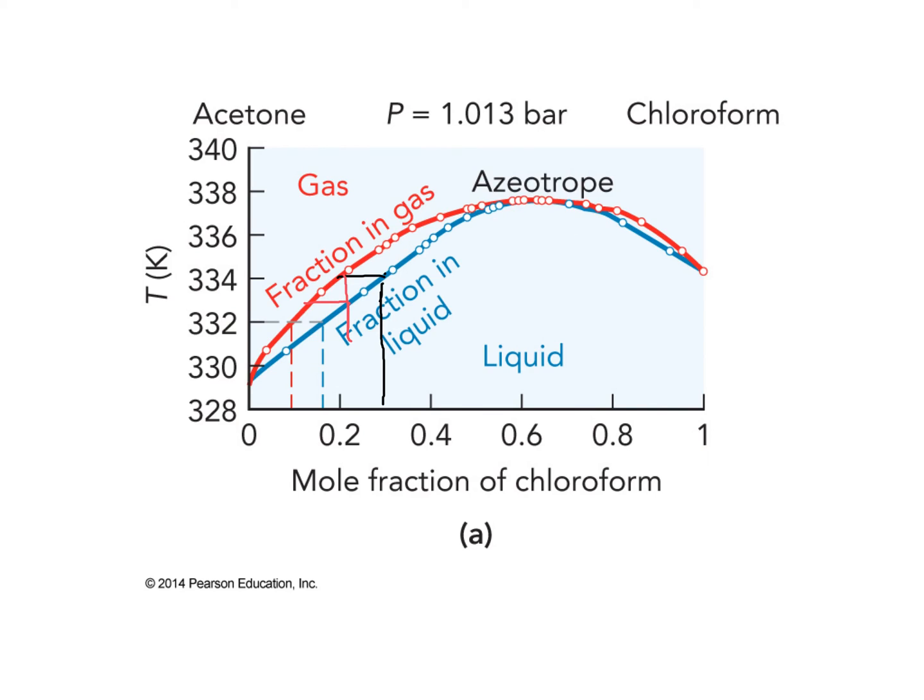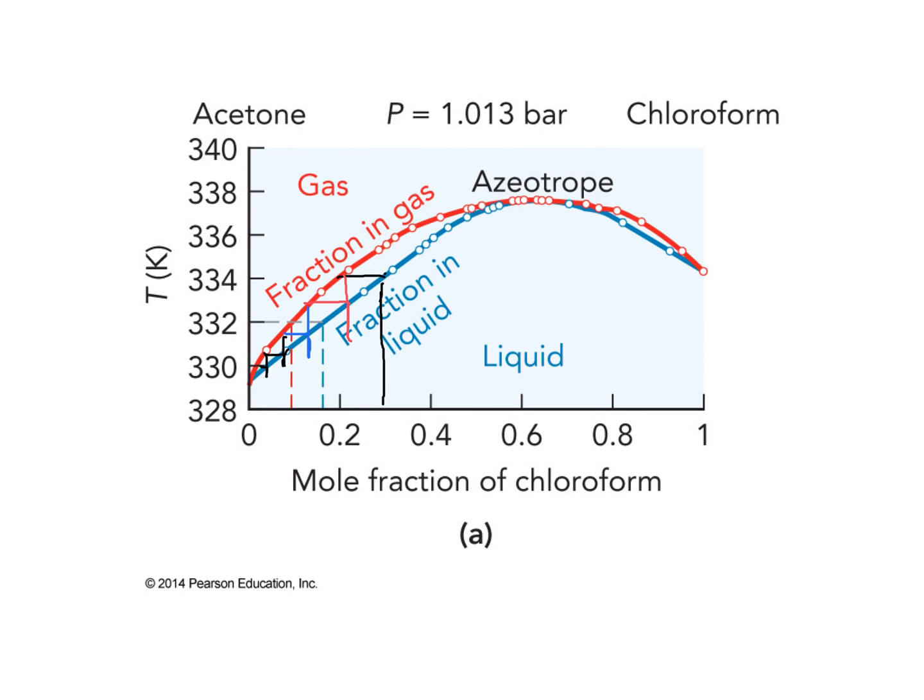I can cool that vapor down and then heat that vapor up till it boils, and so forth and so on until I end up with nearly pure acetone. This is fractional distillation. This is exactly what happens in a fractional distillation apparatus.